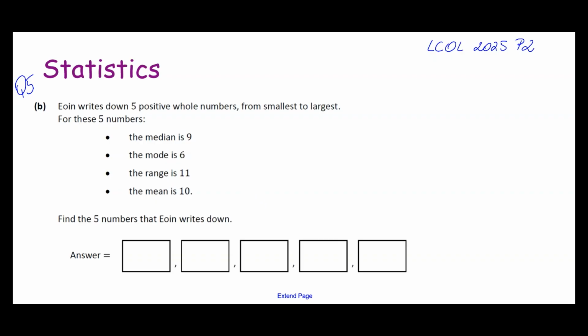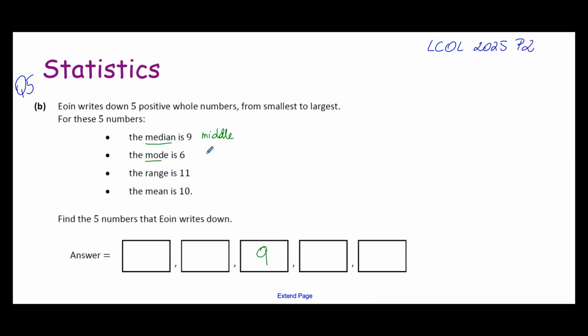Okay, let's have a look. So first thing is the median. So what is the median? That is the middle number. So 1, 2, 3, 4, 5. So the middle number is here because that's what stands in the middle. So there it is, my first number, 9.